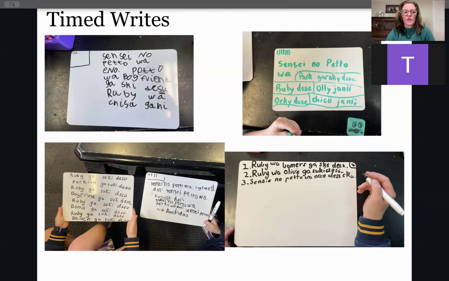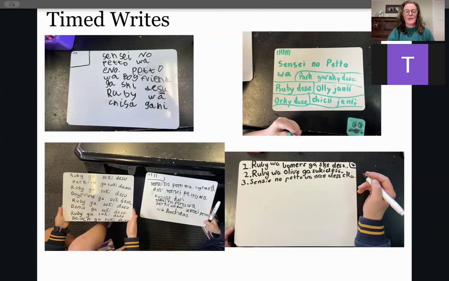For those that are unsure of what a timed write is, it's a short period of time, sometimes called a brain dump. The students write in Romaji. It's really to get a snapshot of what's inside their brains, what's in their heads as far as their Japanese goes. It's called a brain dump because it's a chance for them to dump the language that they can write in that short period of time.